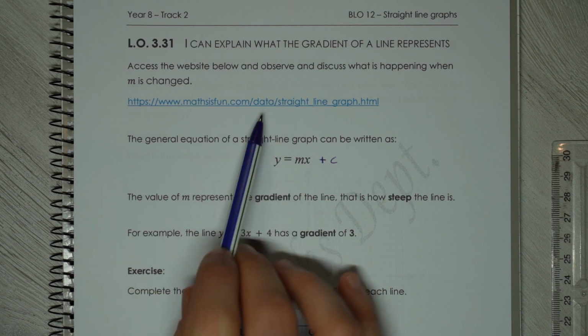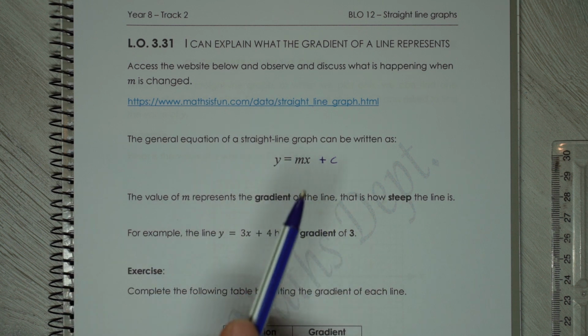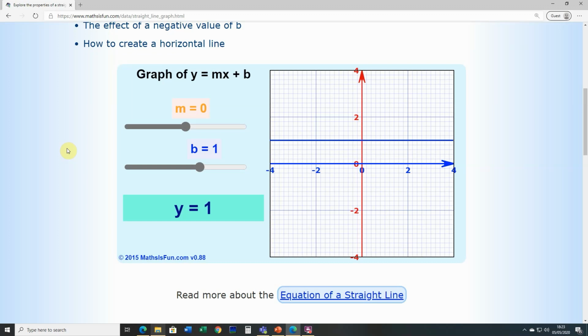Let's go on this website so that we can see what the letter m is. Here we have the graph of y equals mx plus b. Sometimes we call it plus b; in Malta we call it plus c. In certain regions they write it as b, but we're not going to discuss this letter this year. We're going to focus on the letter m and what it is.